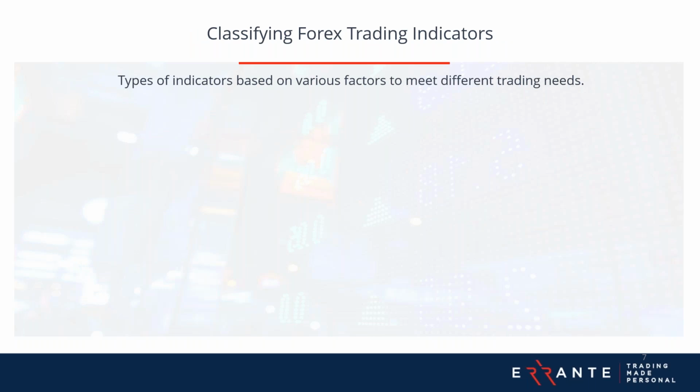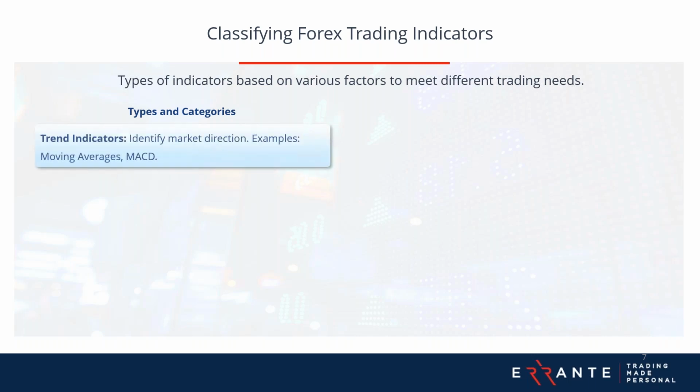Now let's talk about why we have different types of indicators in forex trading and what makes each category unique. In forex trading, we use various indicators because each trader has their own strategy and the market can change a lot. Think of it like having different tools in a toolbox. Depending on the task, you choose the right tool.